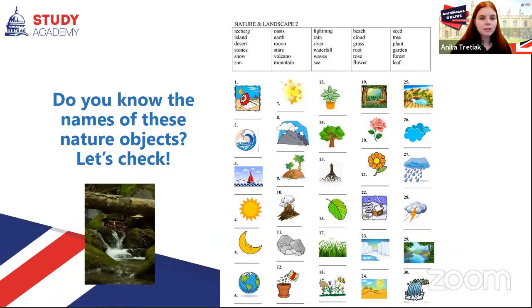Okay, any other words that you can name? I'm pretty sure you can name everything, don't you? 12 seed. Okay, very good. Nice work, everybody. 22 snow and 23 iceberg. 13 plant. Yeah. Nice work, everybody. Okay, so I think we named everything. That's pretty cool.